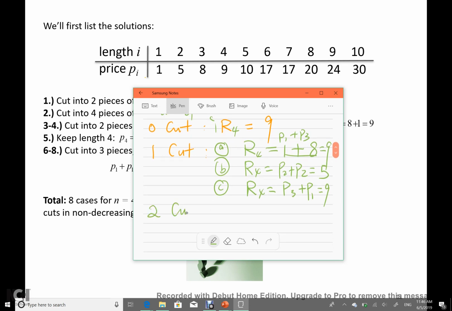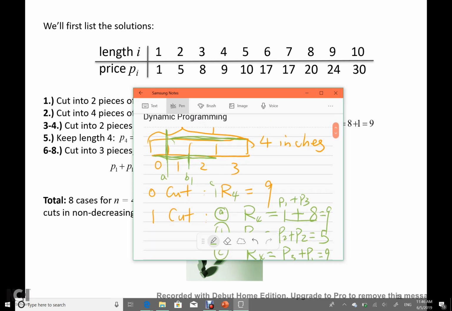We could have 2 cuts. If you have 2 cuts, these 2 cuts could happen in different places. Let's use a different color.